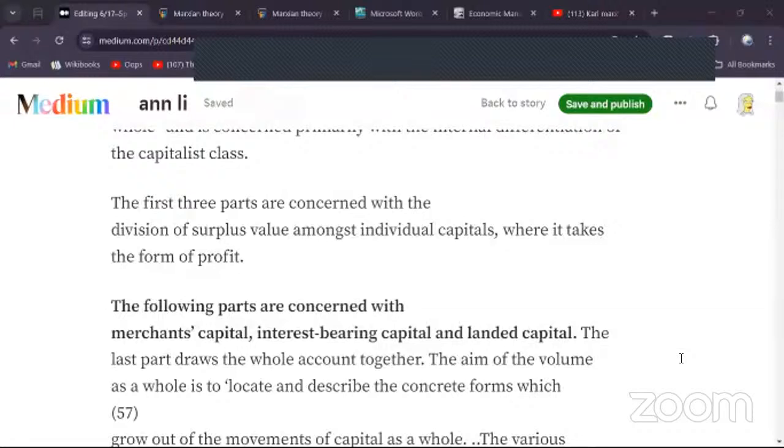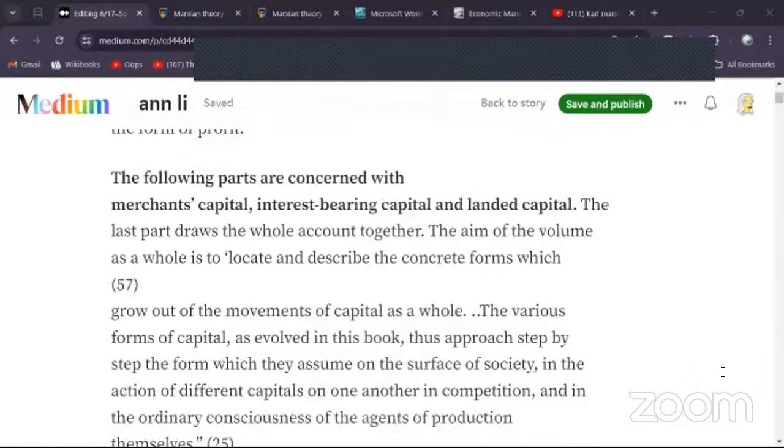The following parts are concerned with merchant's capital, interest-bearing capital, and landed capital. The last part draws the whole account together. The aim of the volume as a whole is to locate and describe the concrete forms which grow out of the movements of capital as a whole. Remember, in volume 2, we're looking at the movement question, that it flows.